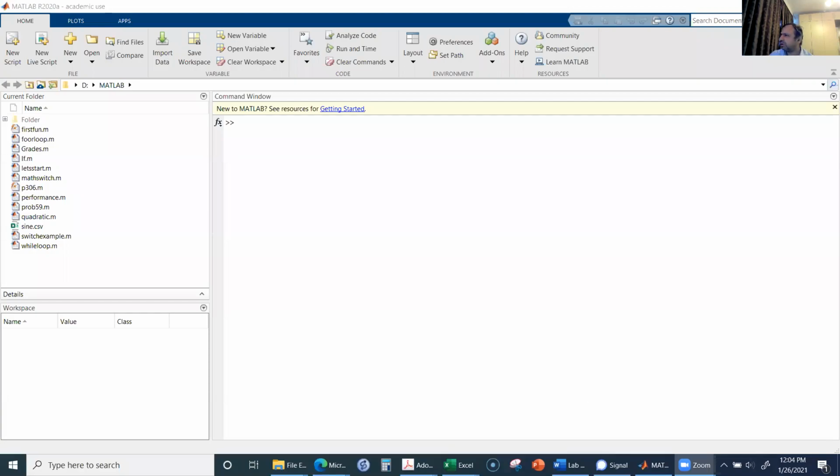Okay, I think it's recording now. Yep, it's recording. So now can you see the MATLAB window which is opened here? Yes. Okay.